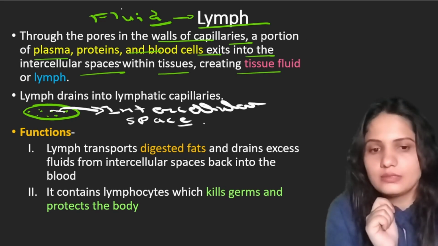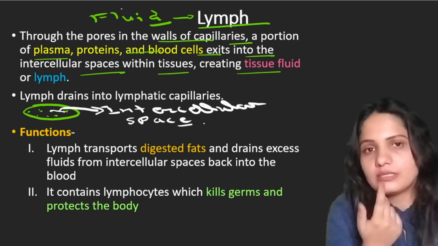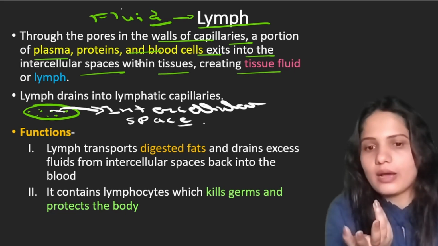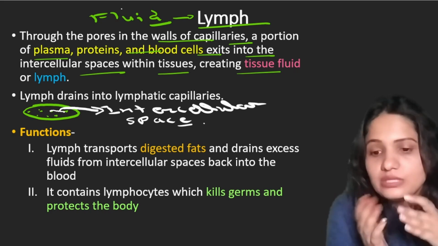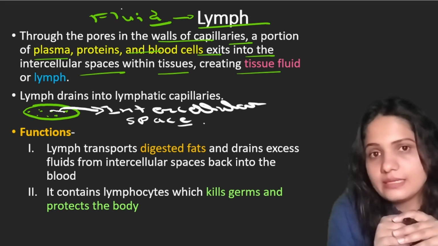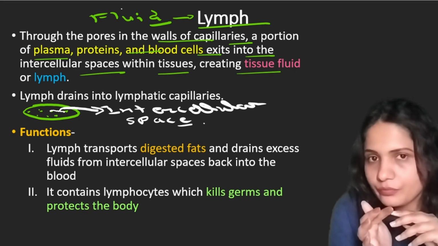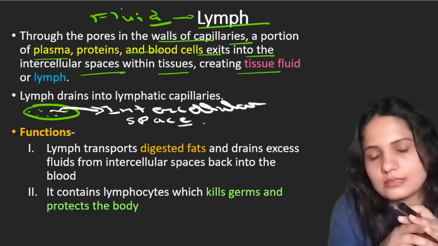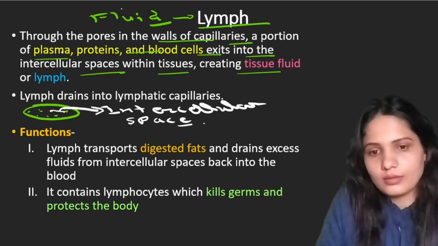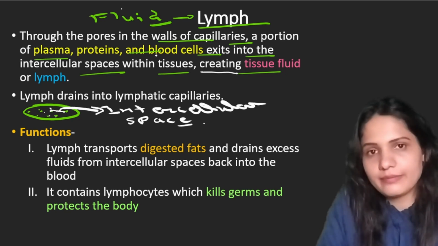Okay, what happens is, from the walls of capillaries, plasma, certain proteins, and blood cells will leak out into these intercellular spaces. What will leak out? Plasma, certain proteins, and blood cells. Not all blood cells, only a few types of blood cells, which we will discuss in a later part. Protein, blood cells, and plasma aggregate here in the intercellular space. Plasma is liquid, and protein and blood cells are solid.